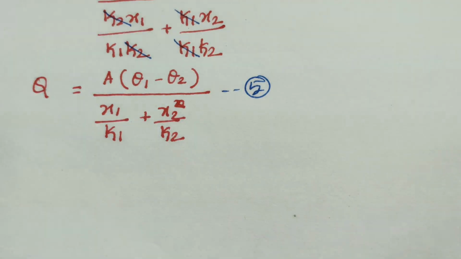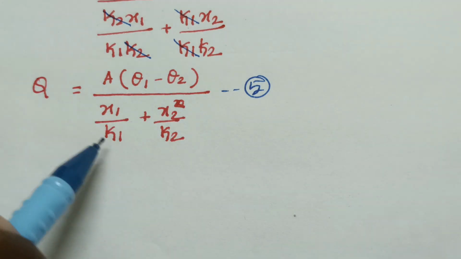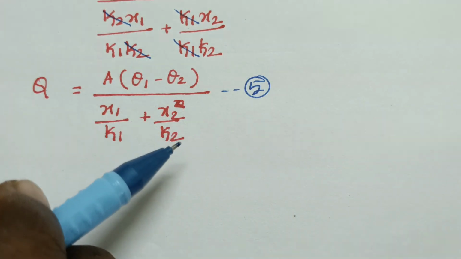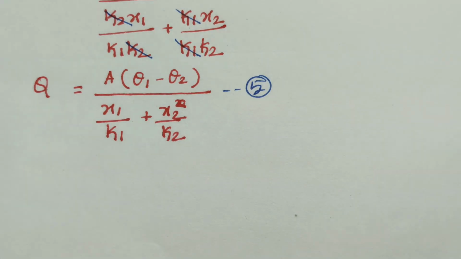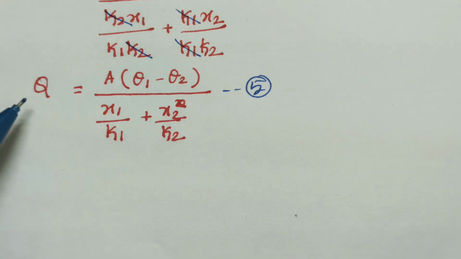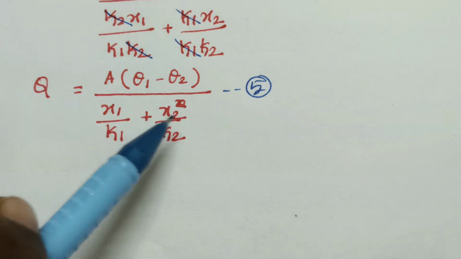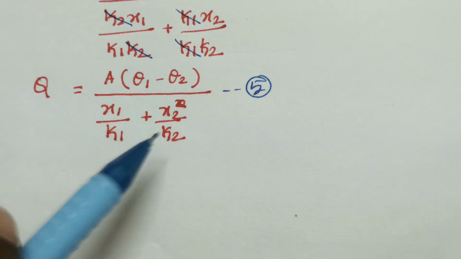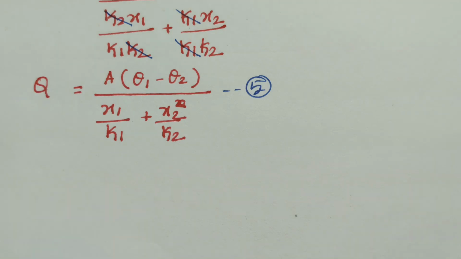Now the amount of heat flowing per second through a compound medium, that is two mediums, is Q is equal to A into theta 1 minus theta 2 divided by x1 by k1 plus x2 by k2. Equation 5 represents the amount of heat flowing per second through the compound wall of the two mediums. This method can be extended to a composite slab with more than 2 slabs.